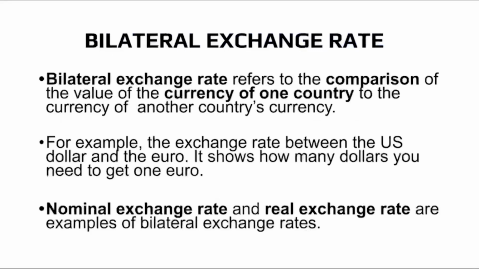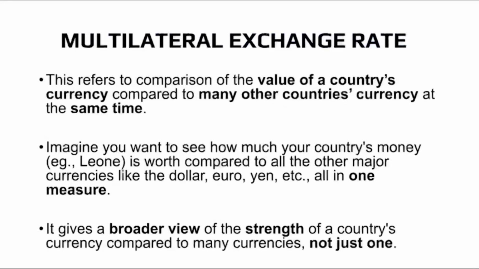Or for instance, when you want to make a comparison between the Sierra Leonean leone and the Japanese yen, then you take into cognizance bilateral exchange rate. So basically, from the four types of exchange rates, nominal exchange rate and real exchange rate are examples of bilateral exchange rate because they involve analyzing the exchange rate of one country to just one more country. So it's a one-to-one exchange rate analysis.